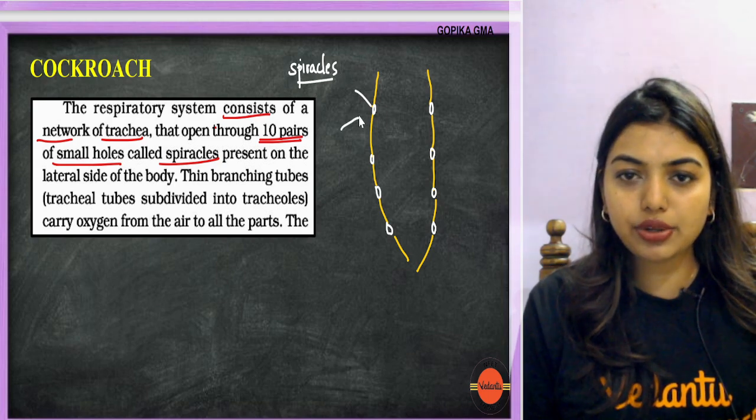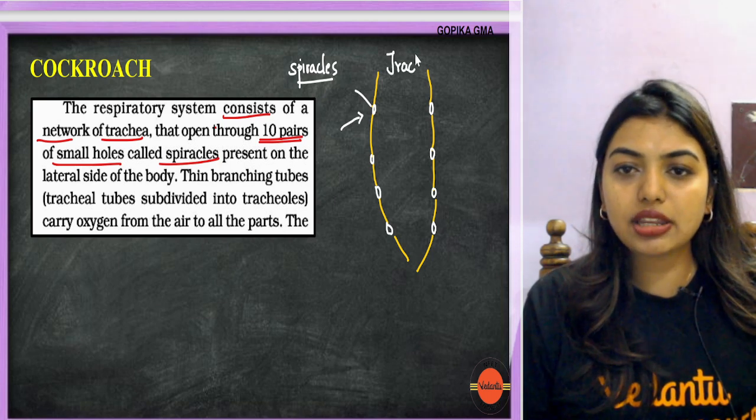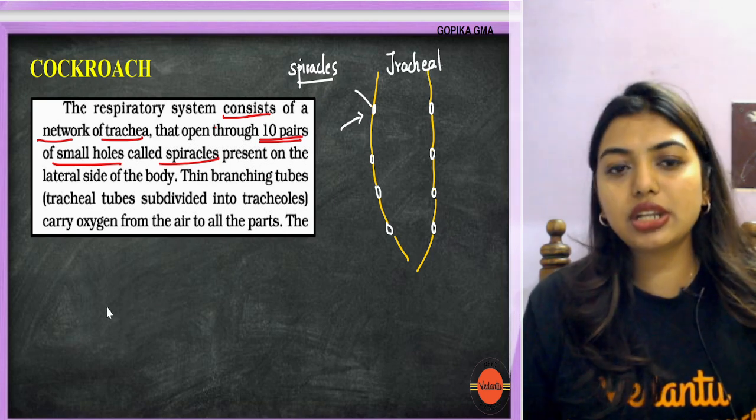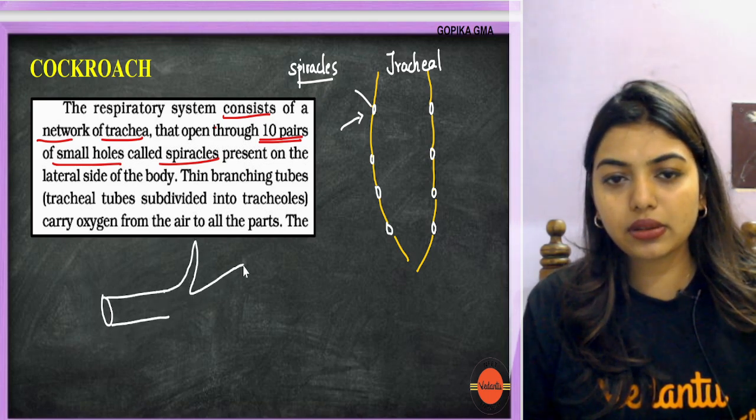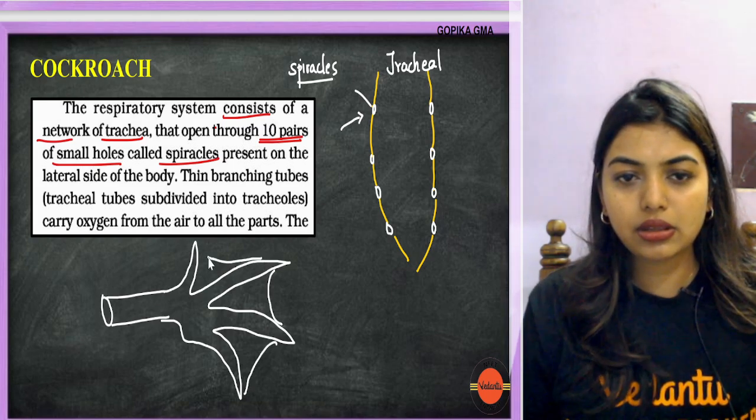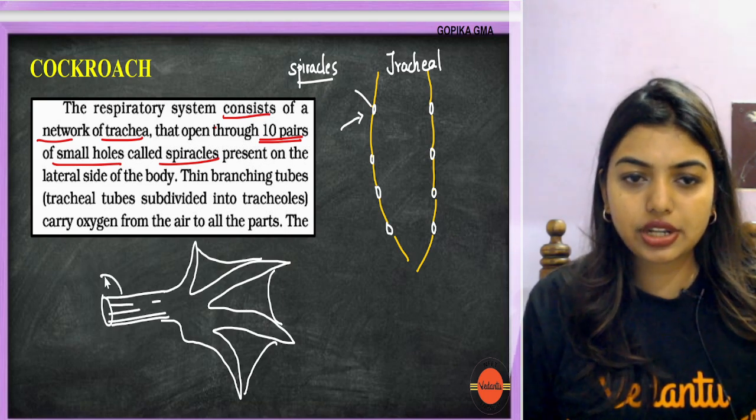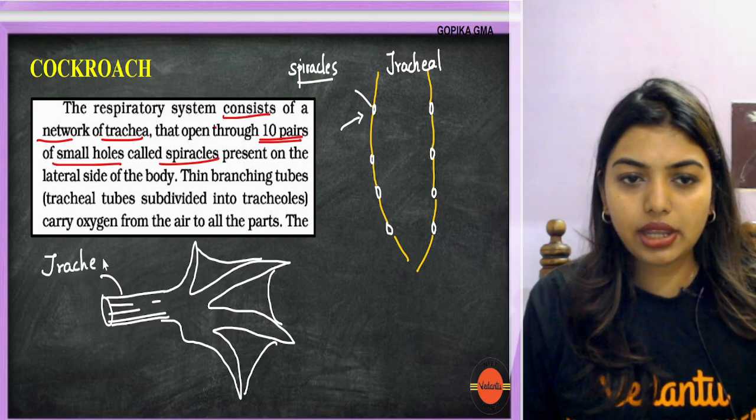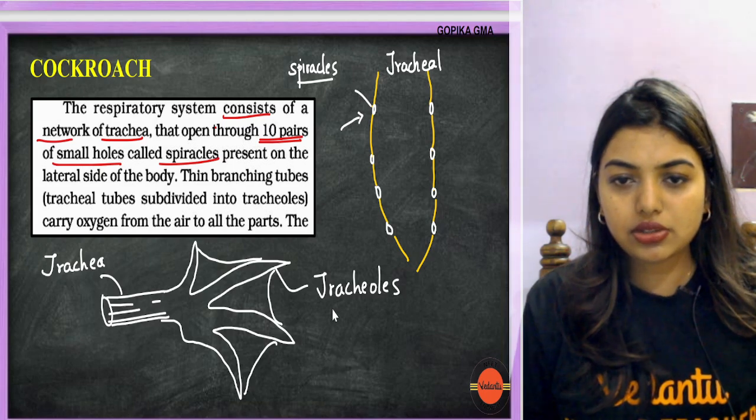That is, the air is going to enter through this place and go inside. And what kind of system do they have? They have a tracheal system. Generally the tracheal system looks like this. It might look like a hand and all of that, but this is how the tracheal system is going to look. So this is the trachea, and these are the tracheoles. So this is how the tracheal system looks.